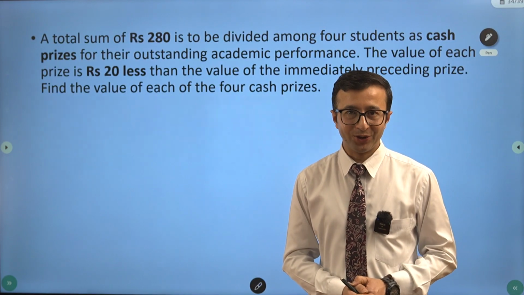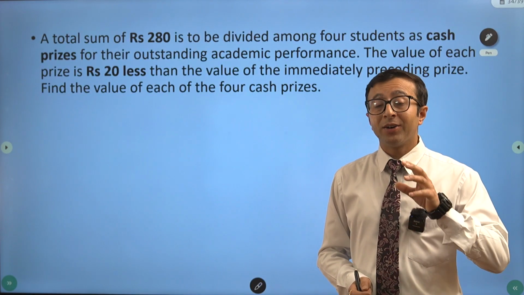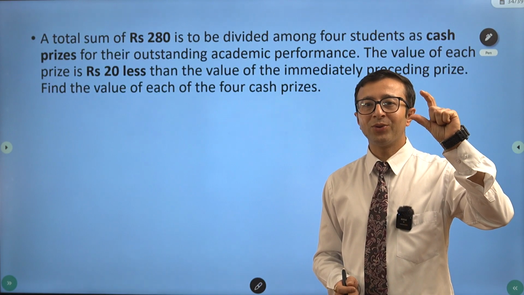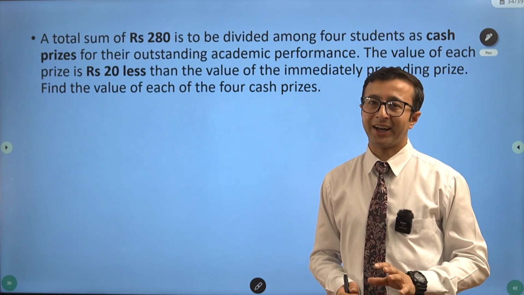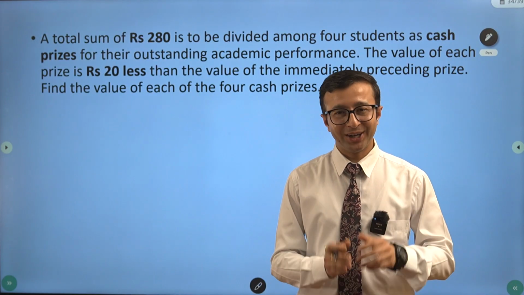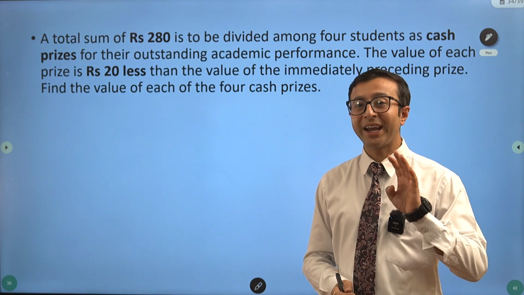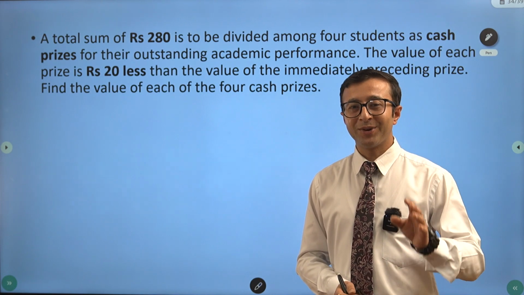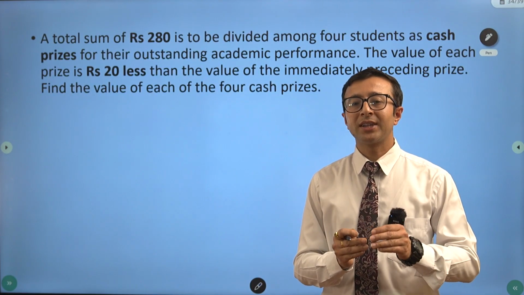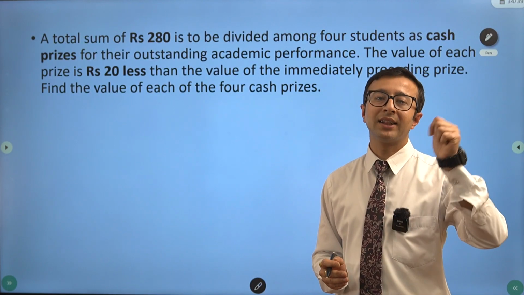Suppose you have 280 rupees and that has to be divided into 4 cash prizes. But according to academic performance, it means the first will be getting quite more, the second will be getting quite less, like that. So what is the value of each cash prize? There are 280 rupees, and this 280 should be divided into 4 cash prizes, not equally, but with respect to their academic performance. So what is the difference that we have? That means the second term will be 20 less than the first term.